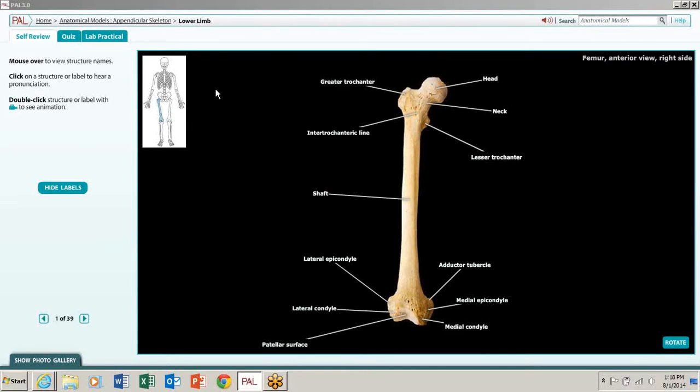So we're on the right side. This is the head. This is the neck. This is the lesser trochanter. There's the medial epicondyle, the medial condyle, the patellar surface, where the patella goes. This is the lateral condyle, and this is the lateral epicondyle. This is the shaft, and this is the greater trochanter.